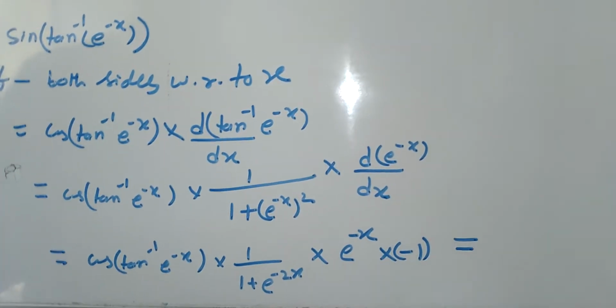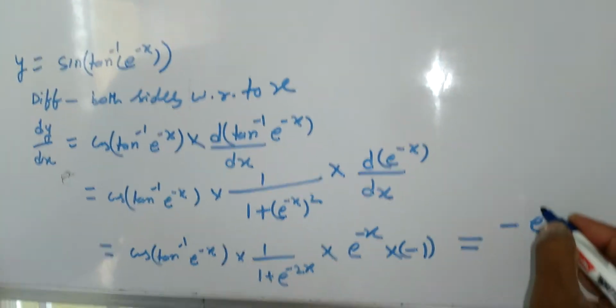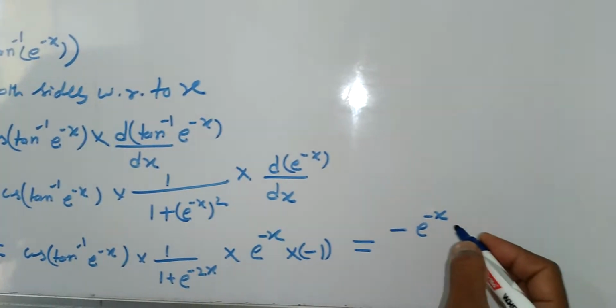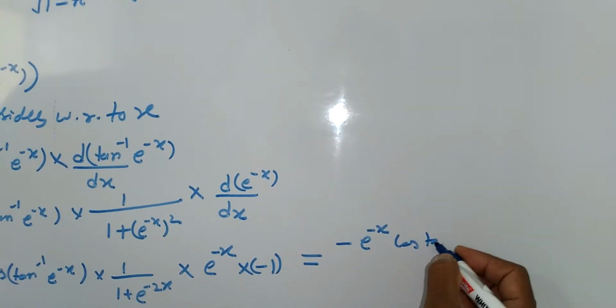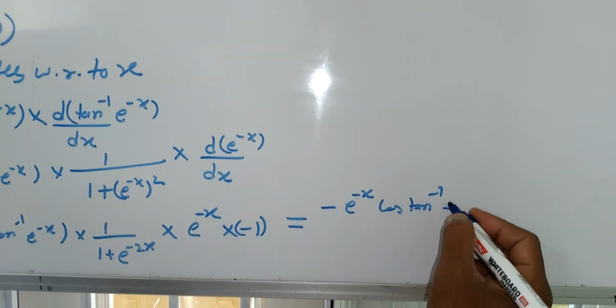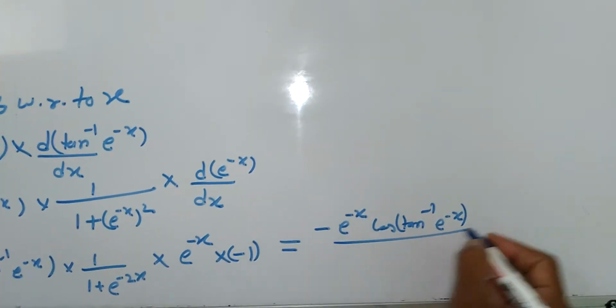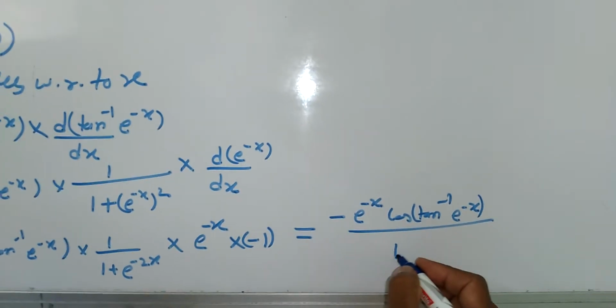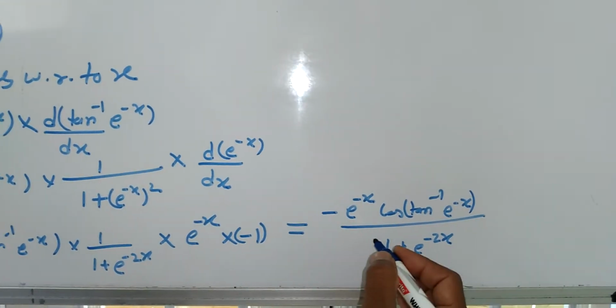The final answer we can write in proper way: minus e to the power minus x cos tan inverse e to the power minus x divided by 1 plus e to the power minus 2x.